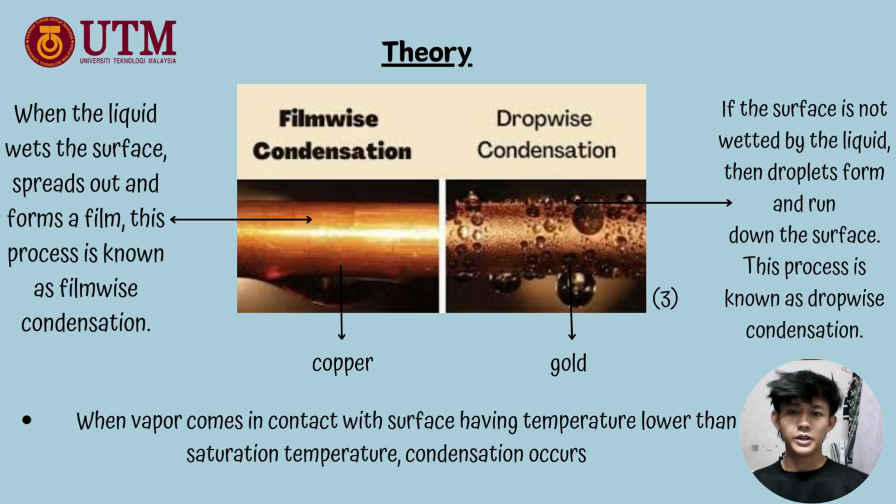For the theory, film condensation has copper as a prime example. When the liquid wets the surface, spreads out and forms a film, this process is known as film condensation. For dropwise condensation, gold is a prime example. If the surface is not wetted by the liquid, then droplets form and run down the surface, and this process is known as dropwise condensation. Generally, when vapor comes in contact with a surface having a temperature lower than the saturation temperature, condensation will occur.